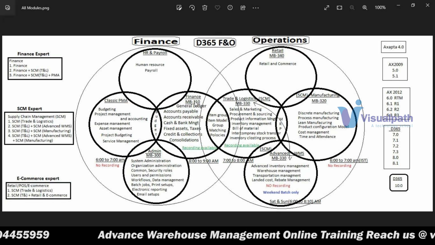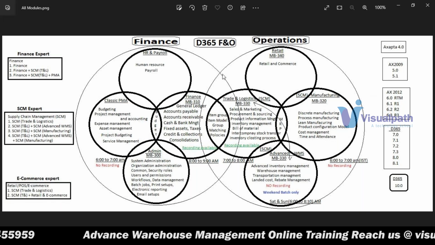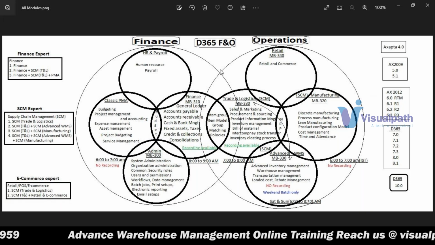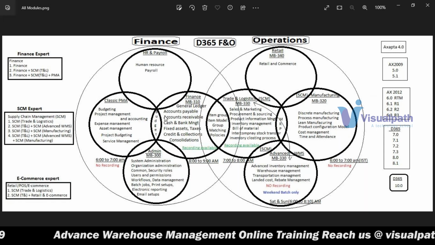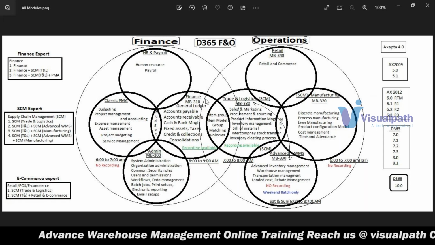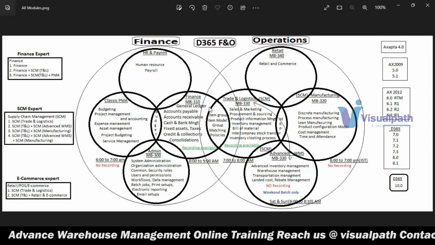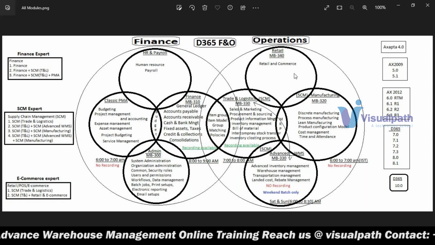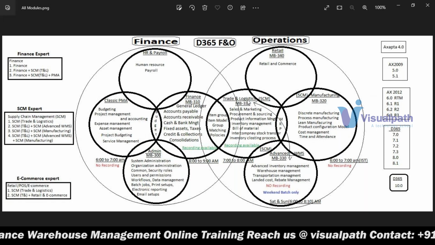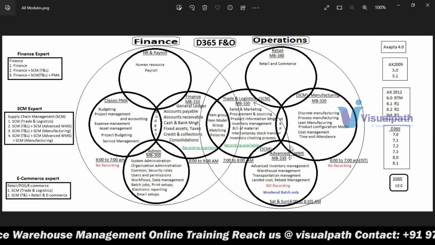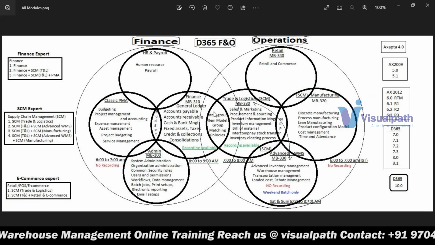Many people will say, I'm learning finance and operations. That means you are learning this module, meaning it is only finance. The correct word is, only finance you are learning, not operations. If you are learning all of these, yes, you are correct to say operations. But if you are learning only this one, then it is finance only.